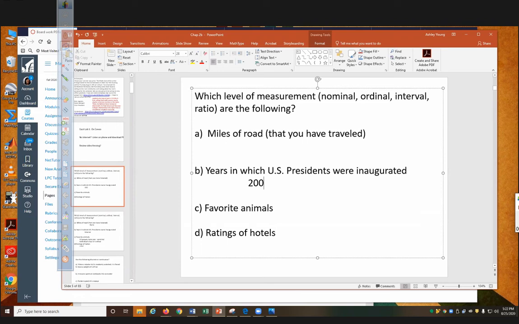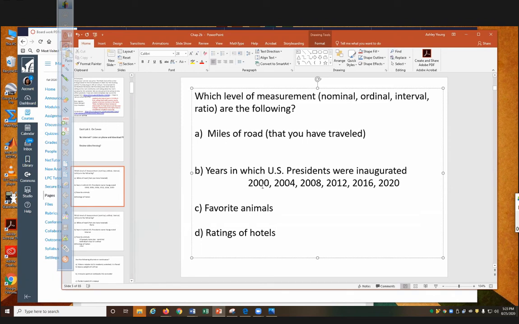So presidents are inaugurated every 4 years, regardless of whether they're reelected or not reelected. I don't believe that they're inaugurated if someone dies and they take over. I think they're just sworn in, I believe. So we're going with the inaugurations, right? So every 4 years there's an inauguration. So it's in order, right?